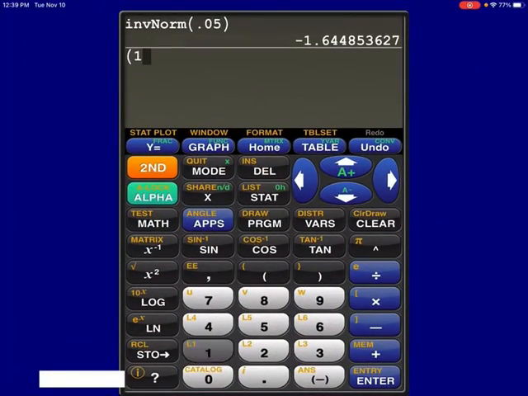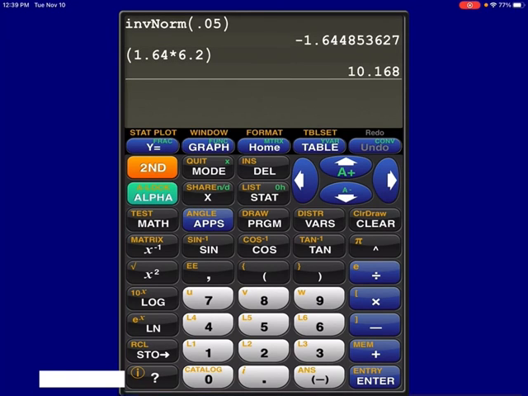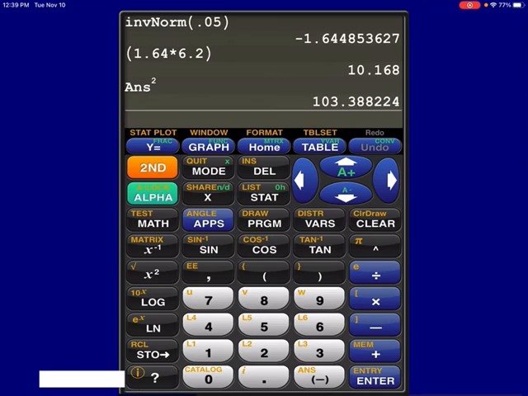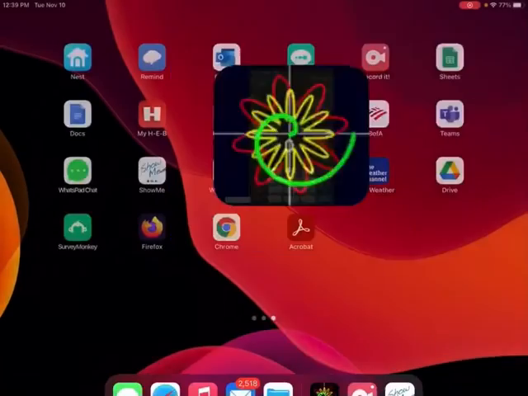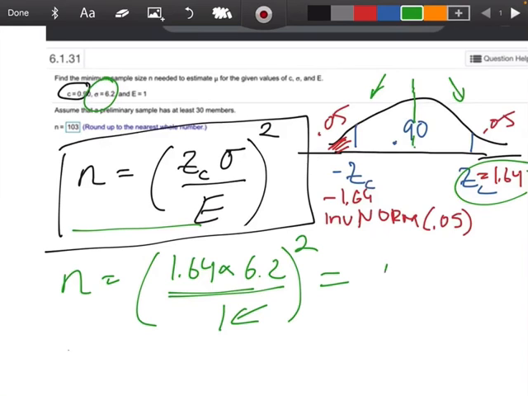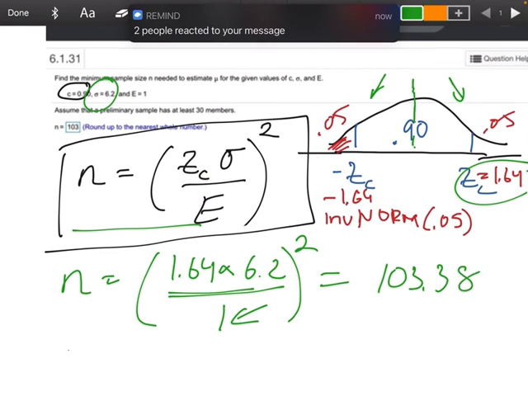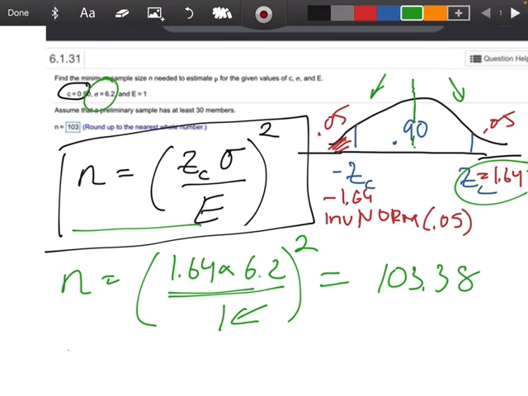I'm going to go 1.64 times 6.2, and we're going to square it. If you notice, I'm coming up with about 103.38. Let me just write that down here. I want you to notice that the directions are telling me to round up to the nearest whole number. All that means is that if it's 103 and any kind of change, whether this number is a 5 or more, we're always going to be rounding up.